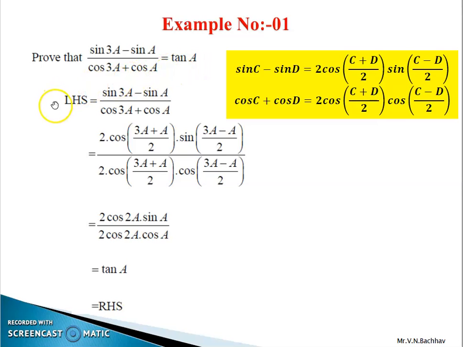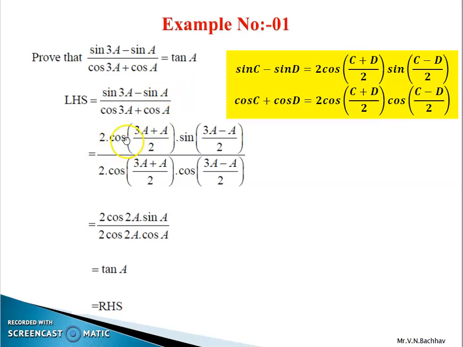To write LHS is equal to (sin 3a minus sin a) by (cos 3a plus cos a). Here we know that the formula of sin c minus sin d. We use the formula sin c minus sin d is equal to 2 times cos (c plus d) by 2 sin (c minus d) by 2. In denominator cos c plus cos d, we use this formula. Here value of c is 3a and value of d is a.